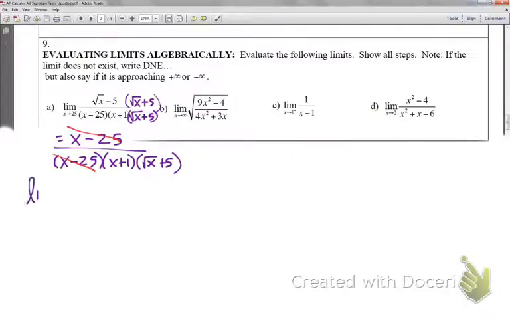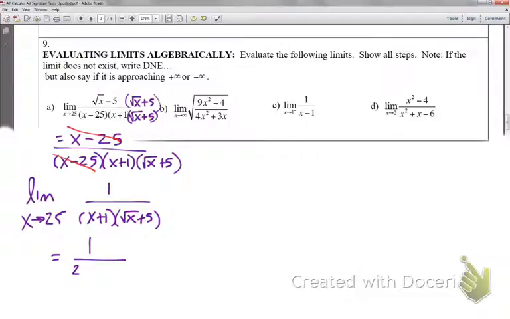So now I can take the limit as x approaches 25 of 1 over x plus 1 times the square root of x plus 5. And so if I plug in 25 now, I no longer have the indeterminate form. Instead I have 1 over 25 plus 1, that's 26, times the square root of 25, which is 5, plus 5. So that's 5 plus 5 is 10. So this would be 1 over 260.